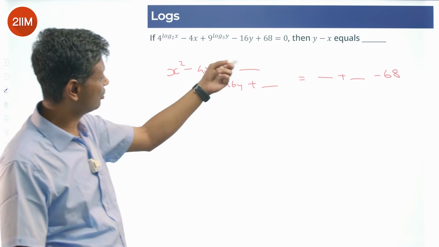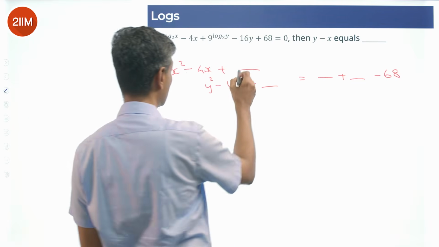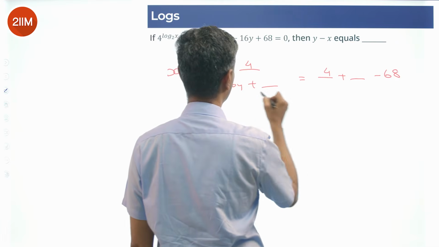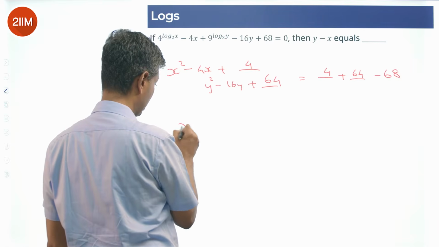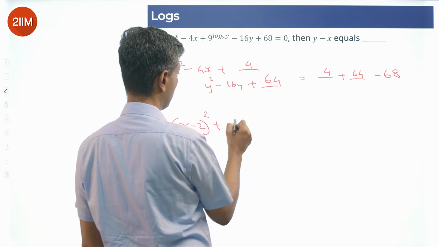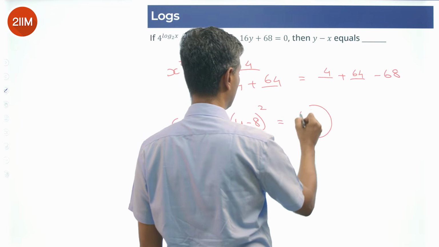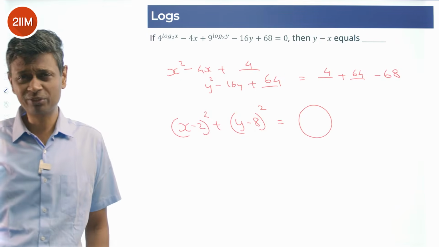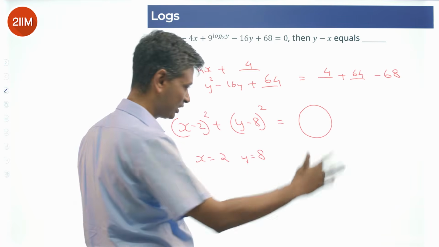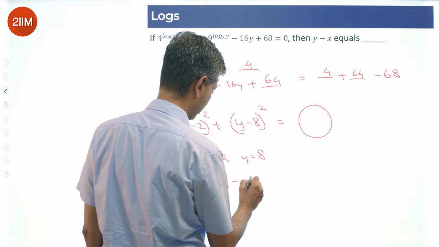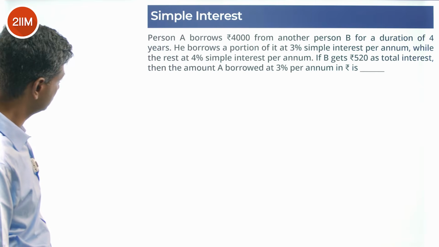Why did I put minus 68? 68, I'm taking that side. Why did I put plus something? Because I want to complete the square. x square minus 4x plus 4, y square minus 16y plus 64, because this will now become x minus 2 whole square plus y minus 8 whole square is equal to 68 minus 68, 0. I was hoping it would be 0, because then it gives us a beautiful unique solution. This tells us x is 2, y is 8, nothing else is possible. We want to find y minus x, 8 minus 2, 6. Done.